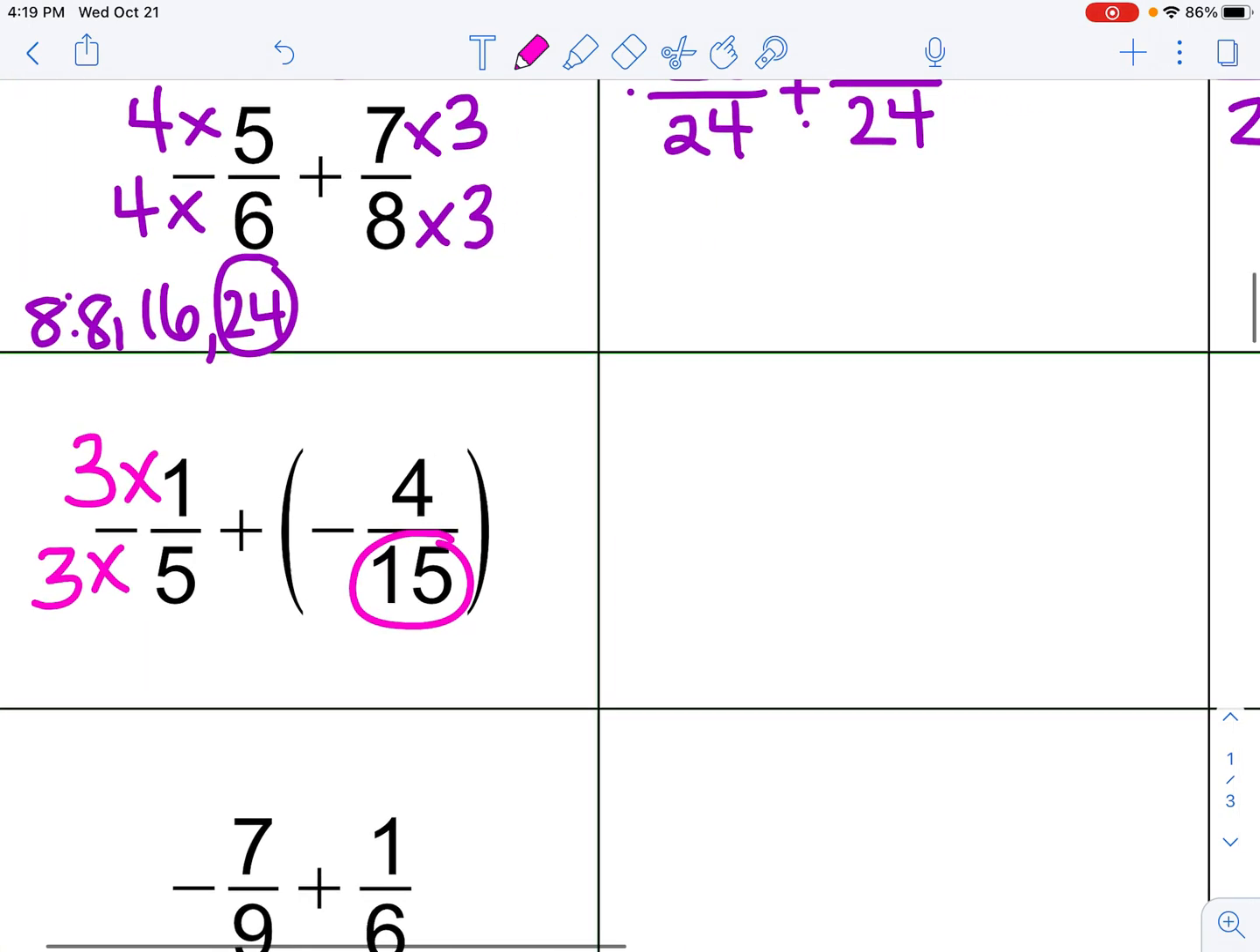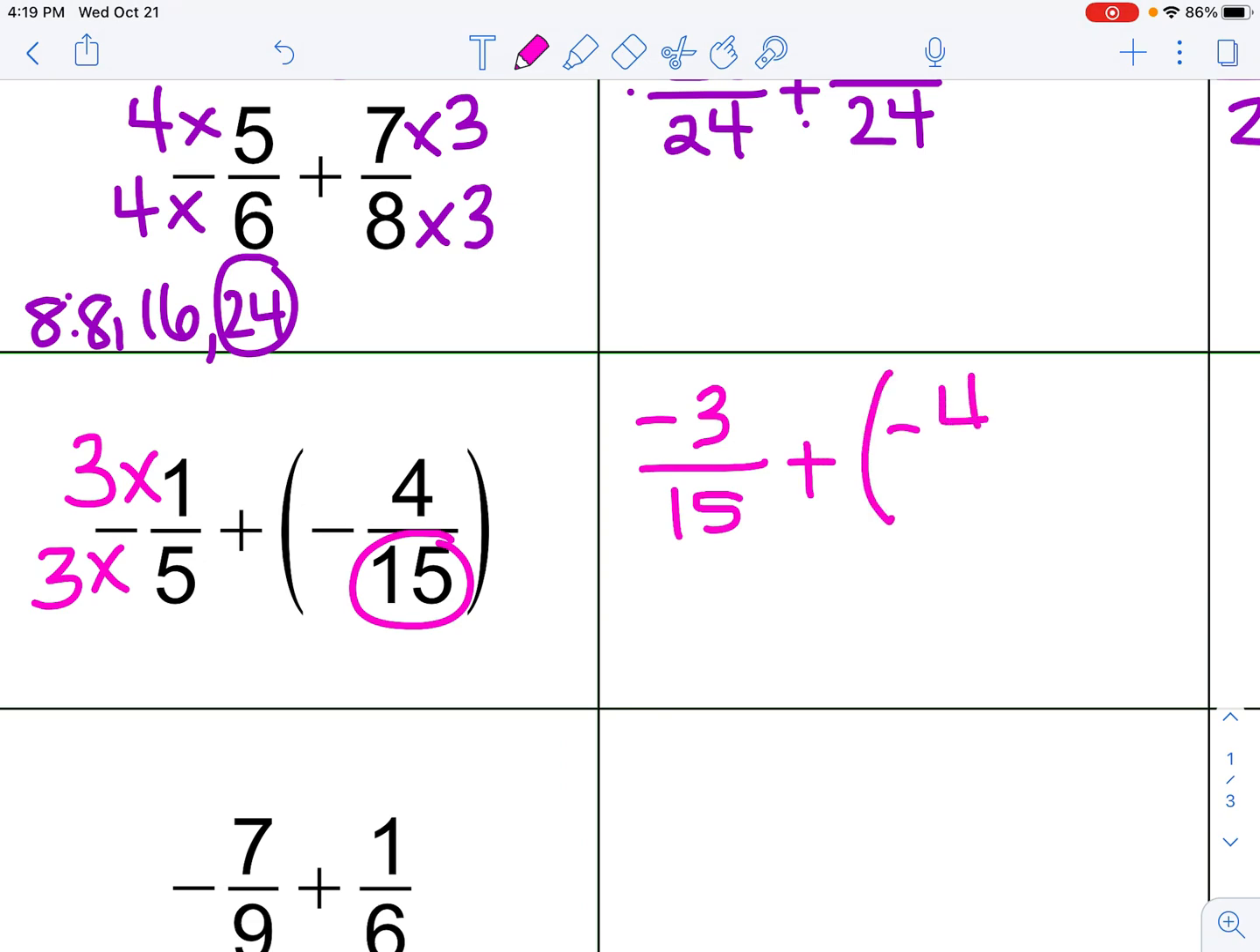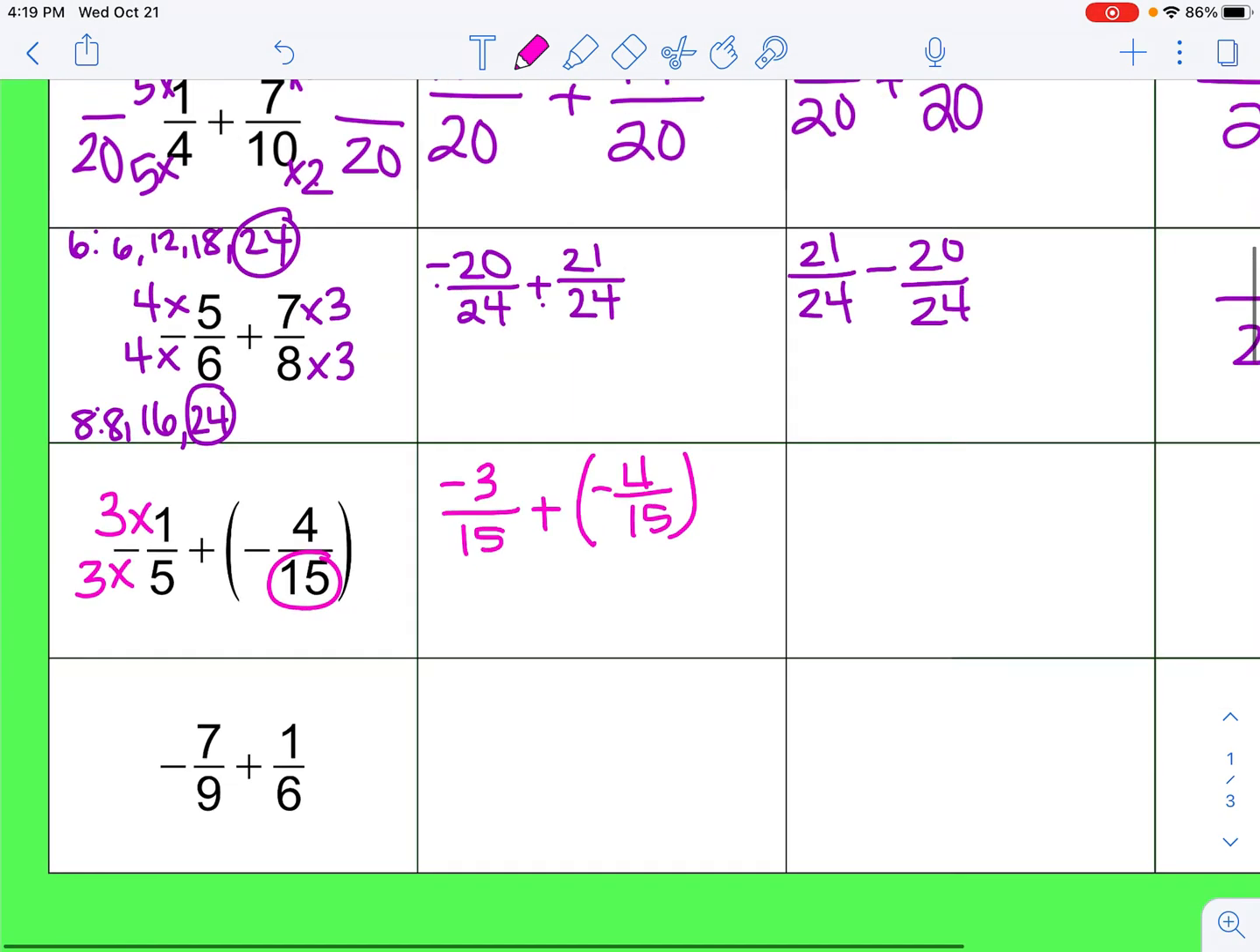We'll rewrite our fractions over here. 3 times 1 is 3. 3 times 5 is 15. So I have negative 3/15 plus negative 4/15.